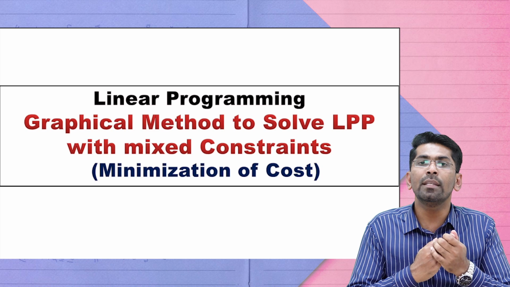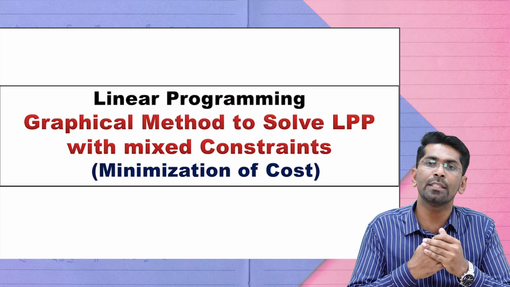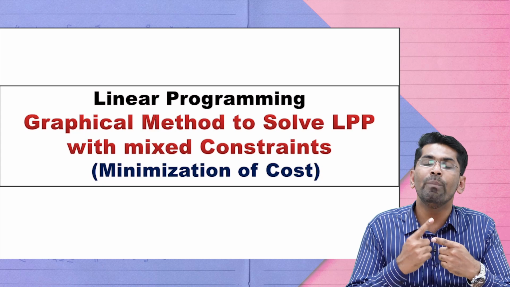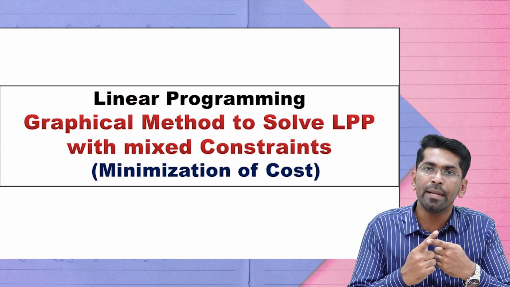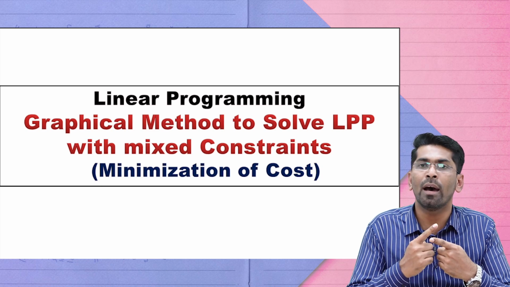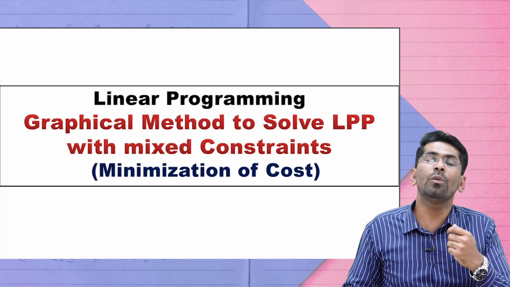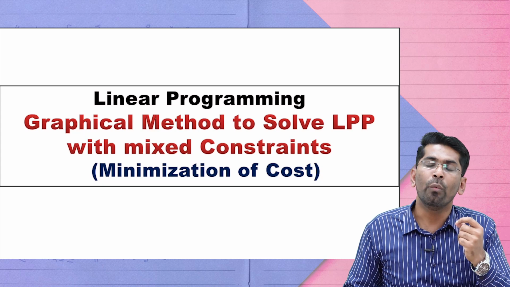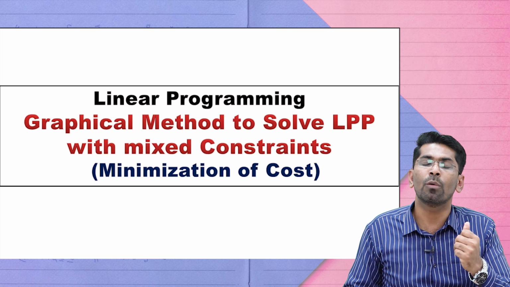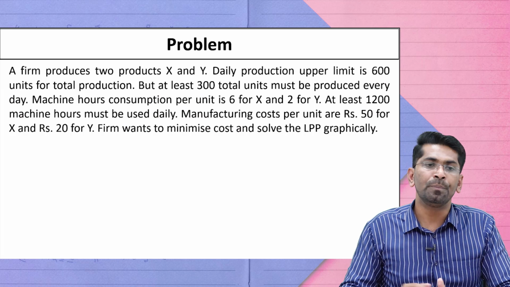Now we are going to consider the minimization problem, as against the maximization problem which we discussed in the last class. Now we have a minimization problem with mixed constraints, that is, we have a greater than or equal to sign and a less than or equal to sign, both present in the given constraints. Therefore, we will consider how to solve the linear programming problem with mixed constraints, which include both less than or equal to and greater than or equal to signs. So let us consider one problem.